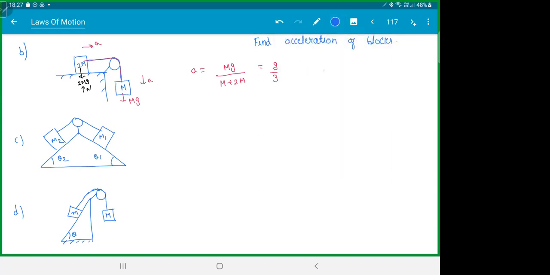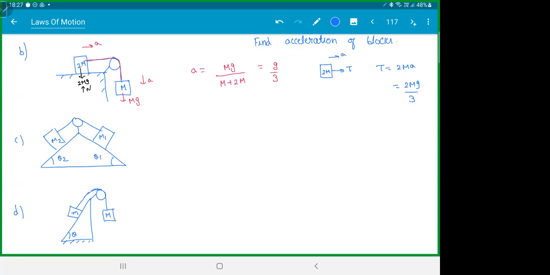If you want to find tension, then you have to draw an FBD. Draw the FBD of any one block. So this is tension. This is acceleration. T is equal to 2ma. This will be 2mg by 3. But this method will give you accelerations directly. You want tension, you have to draw an FBD.